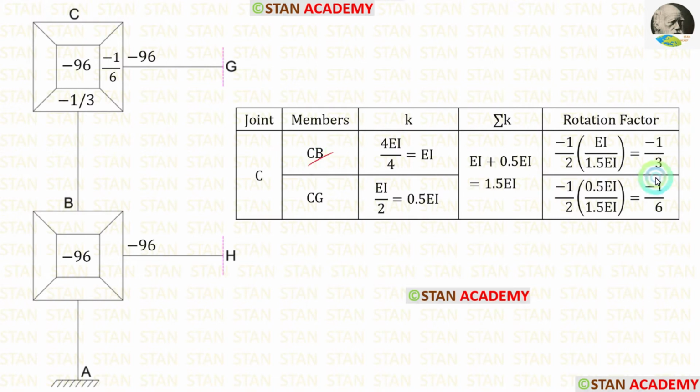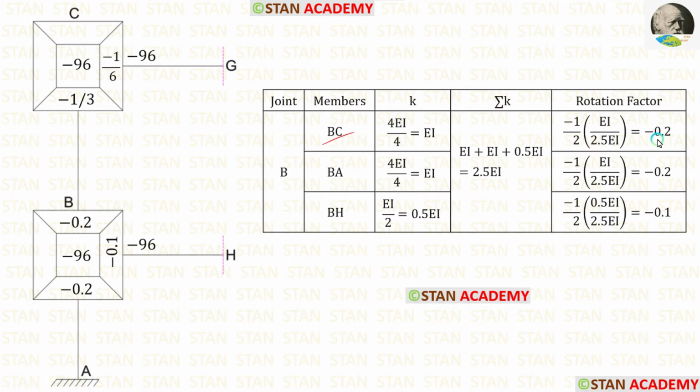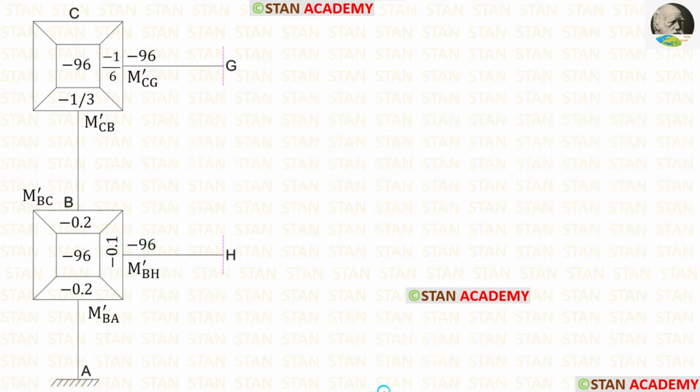Now let us enter the rotation factors. For CB, the rotation factor is minus 1 upon 3. For CG, the rotation factor is minus 1 upon 6. For BC, the rotation factor is minus 0.2. For BA, it is minus 0.2. And finally, for BH, it is minus 0.1. Now, we are going to find the rotation contributions.